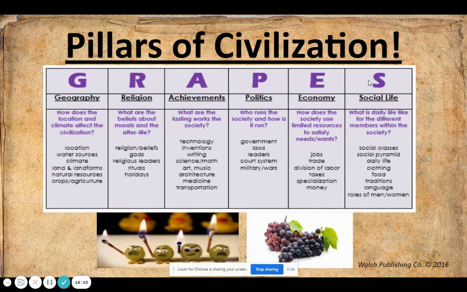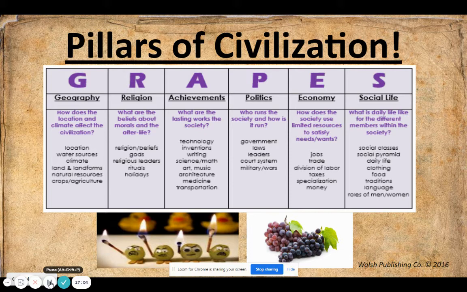Within each one of these categories, no matter if we're talking about early Mesopotamia, ancient Egypt, ancient India, or ancient China, even Aztecs, Mayans, Incas, even Greece and Rome, any early civilization would have had each of these areas that had commonalities.